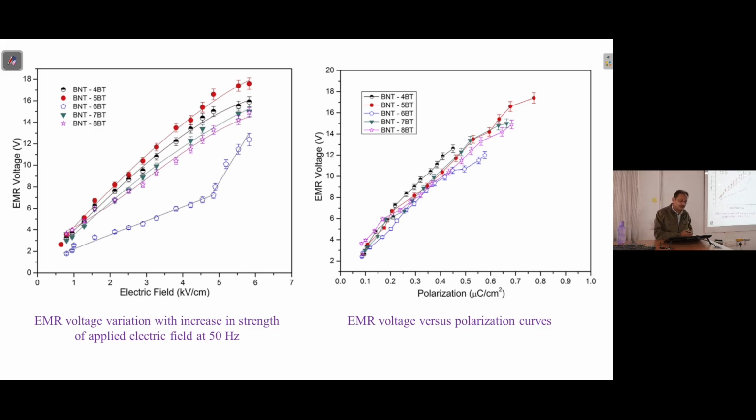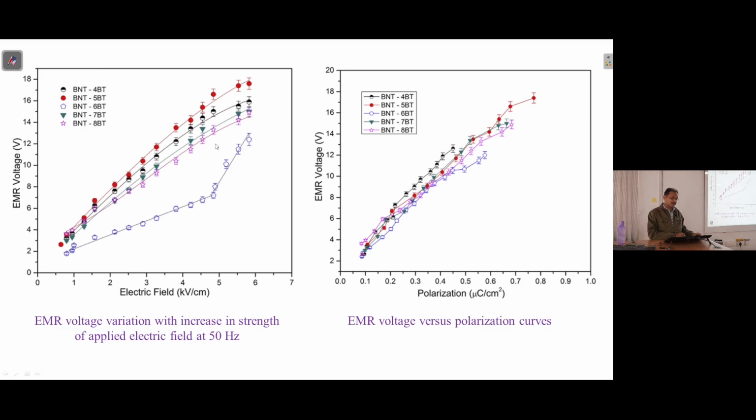So here we have the plot of the EMR voltage, or the non-contact signal voltage, versus the applied electric field. As the applied electric field strength increases, an increasing pattern can be observed, right? And this lower graph is for the BNT 6BT, the same composition I was mentioning.